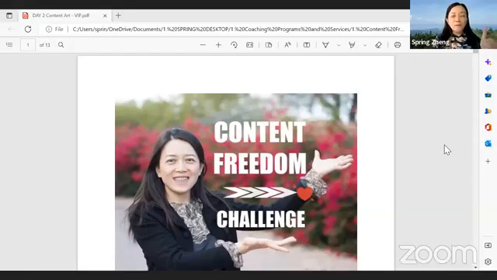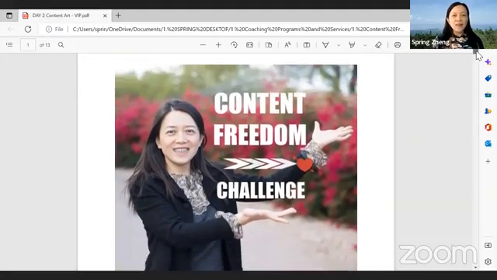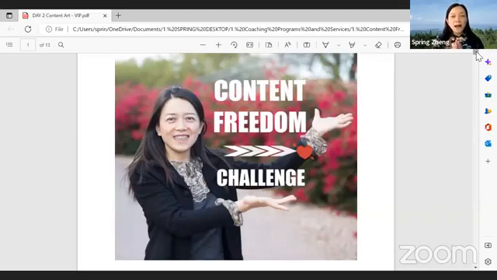By the way, general members will get the general guidance, and VIP members will get a VIP guidance. So it's a different level of content and also details and guidance. Welcome again to our Content Freedom Challenge.